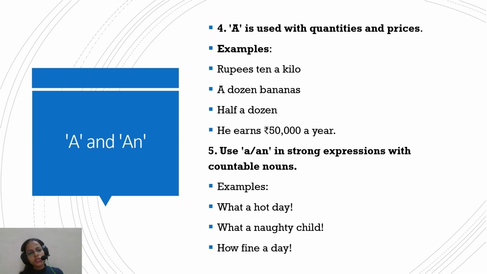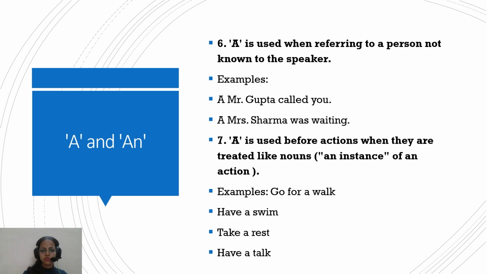So if you were to say what a hot day, so here a is used to express the strong expression of how hot the day is. What a hot day. What a naughty child. How fine a day. So these are again used in the expression of countable nouns. Okay. So that's also one way where articles a and an are used.